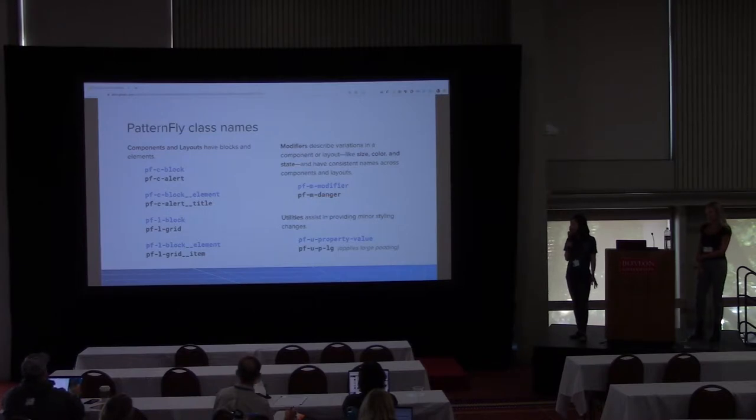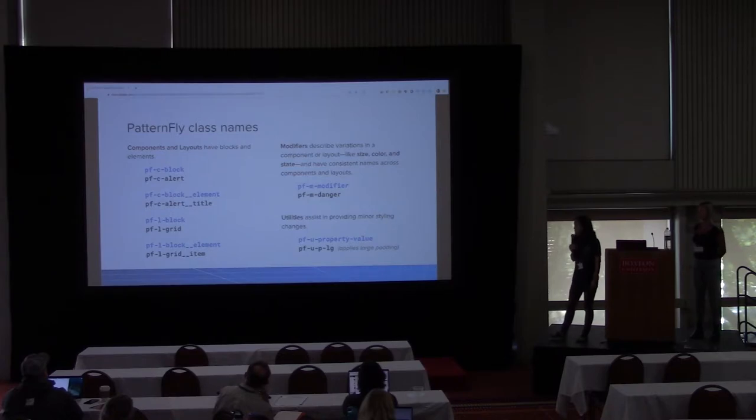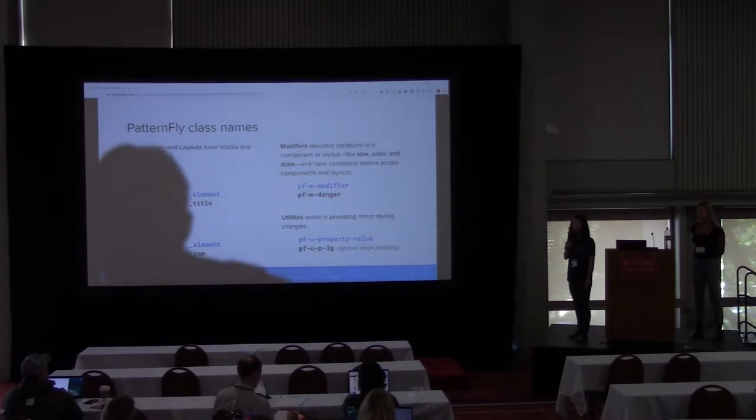Within that component, we have other elements. The way we name those class names is very similar to the block class name, where we start with pf, then a dash c, and then the same name that we use for the block, so that you know that this element belongs to that component. After the block name, we have two underscores to separate the block name from the element name, and then we name that element. The example I have here is pf-c-alert__title, for a title that you would see within an alert component.